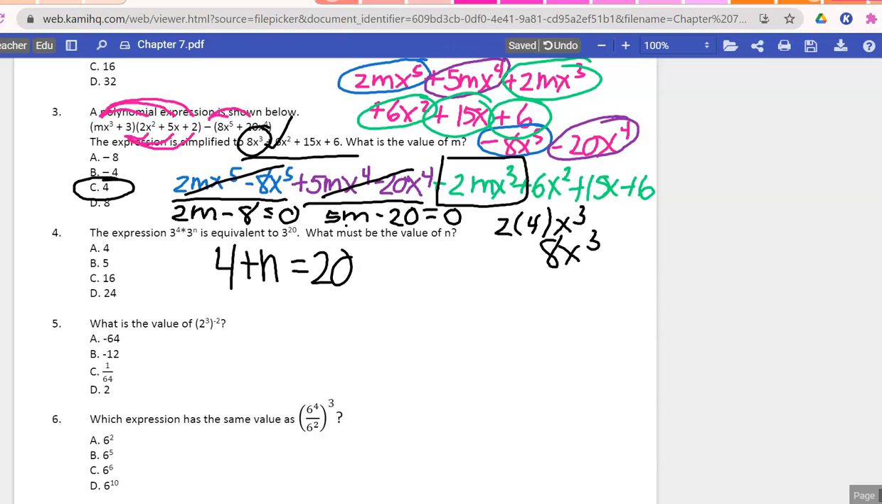You can solve that equation, or you might just know by looking at it that 4 plus 16 gives you 20. So keep your exponent rules in mind with questions like that.